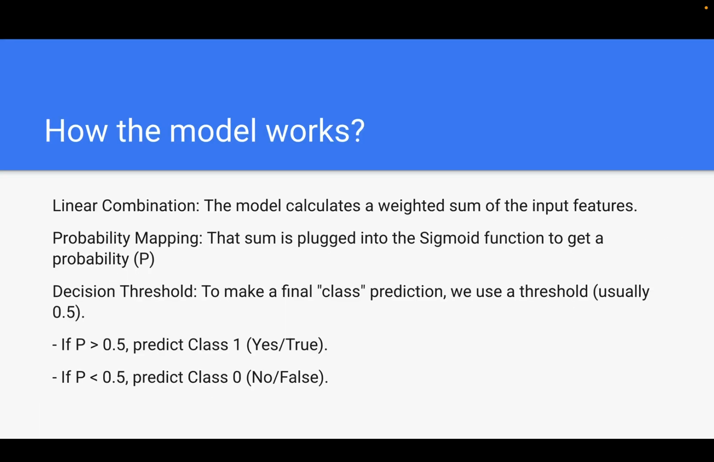So how does logistic regression work? First and foremost, you have to understand the linear combination, which is nothing but the weighted sum of the input features. In simple terms, it is a linear function. You take that linear function and send it to the sigmoid function, and that will give you your probability score. And to make the final class prediction, we use a threshold usually set as 0.5. If the probability that we get is greater than 0.5, then we predict the class as 1. If the probability is less than 0.5, then we predict the class as 0.